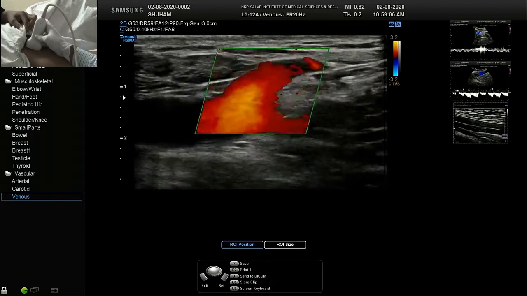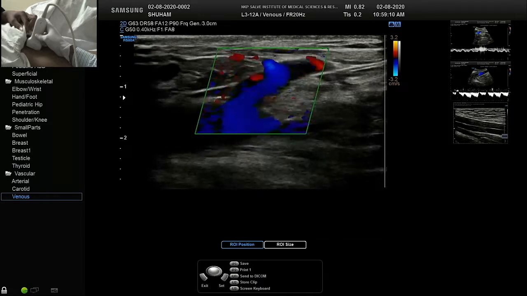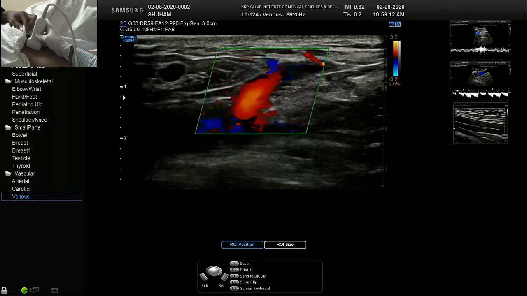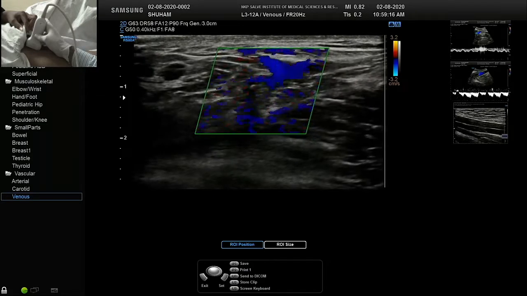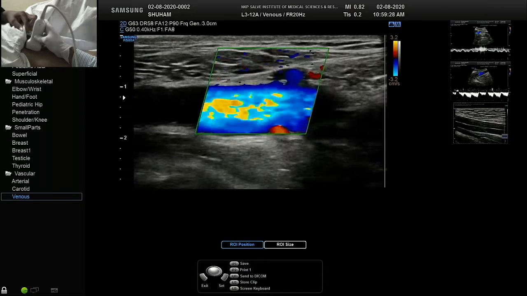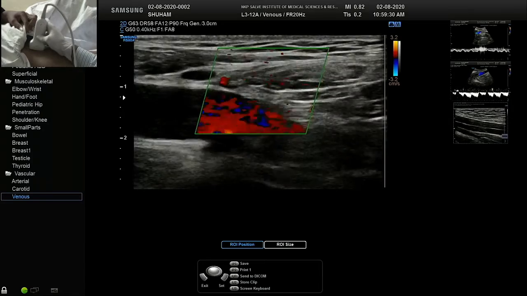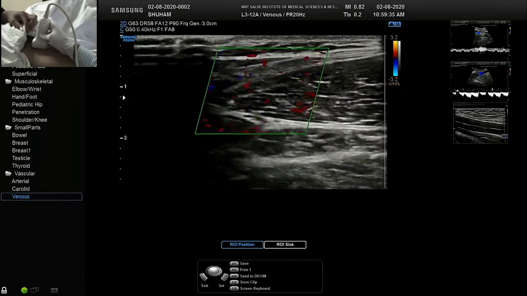So that is the inferior epigastric and the common femoral. See, the inferior epigastric is showing red flow here because it is coming towards the probe, coming from the abdominal wall. This is inferior epigastric flow coming here, and this flow is going down, so it is going away from this point to this point, so it is showing blue flow. You can trace this in long section, which is very difficult.